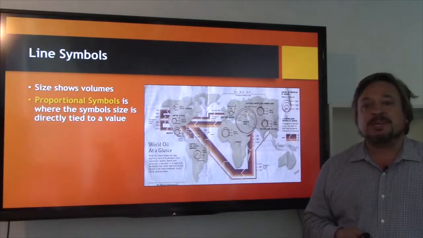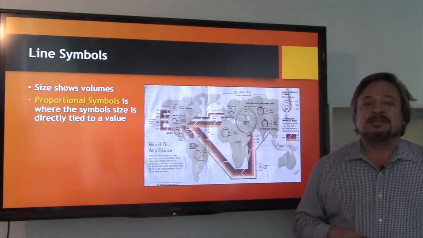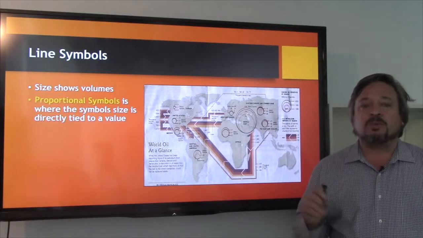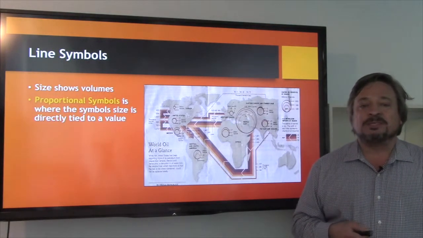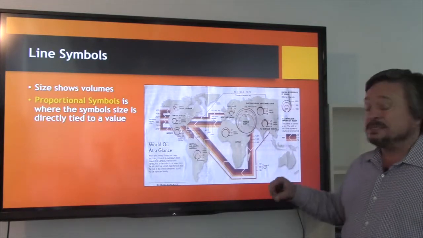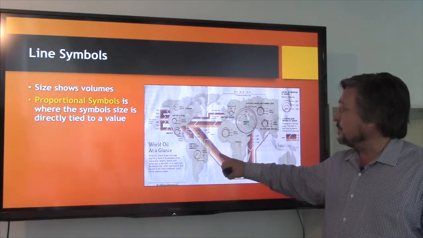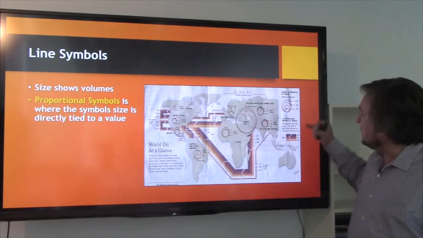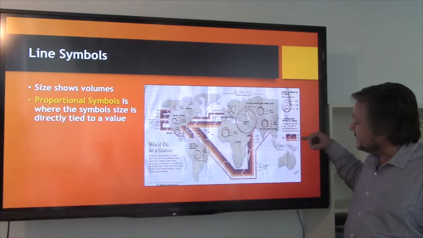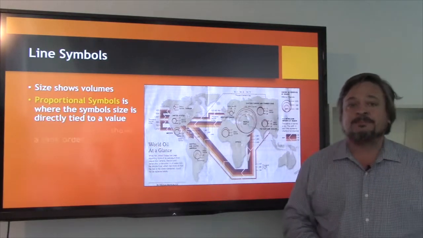So let's look at customizing line symbols now. Size can also show volumes with lines. We can have what's called a proportional symbol, where the symbol size is directly tied to the value. So in this case, these lines are proportionally sized to match the amount of oil flow coming out of regions at different decades in time.